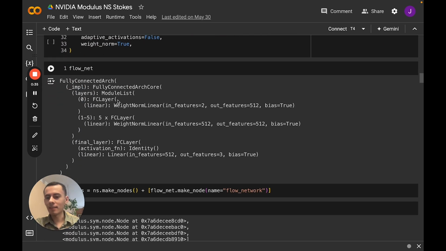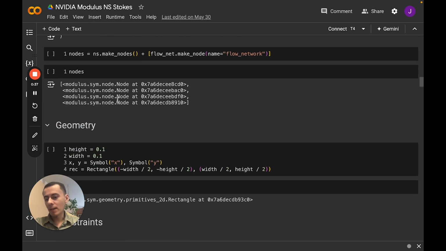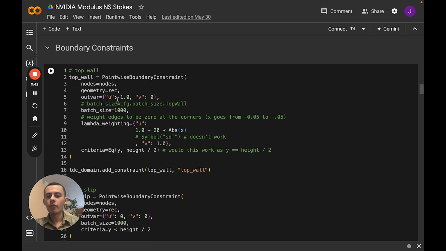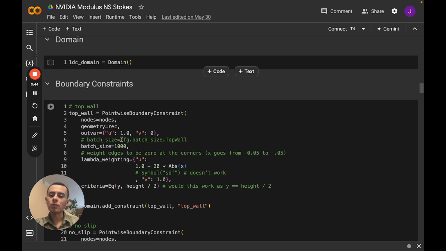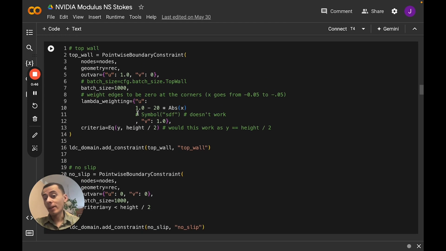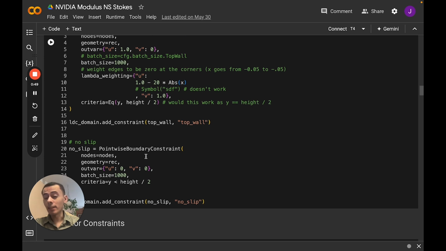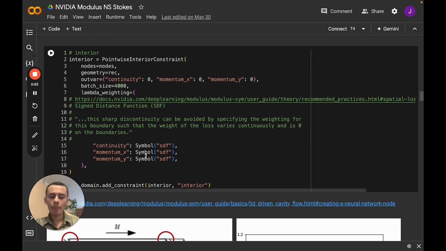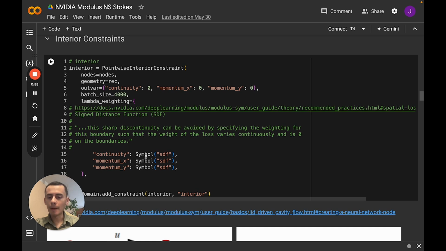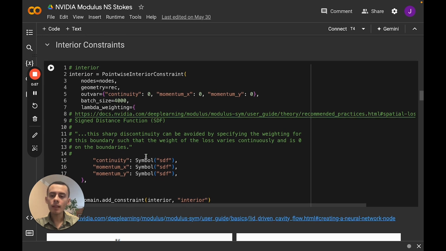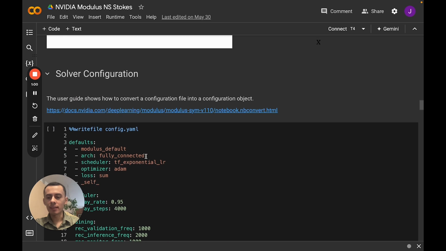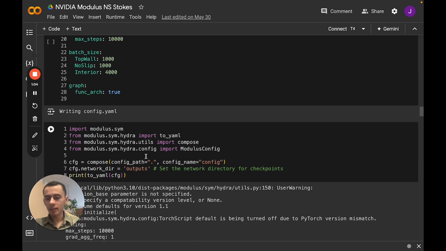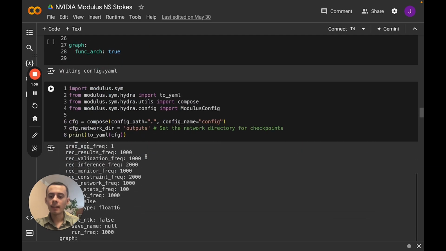On every cell we can see the contents and break it down, and see how the different components of the library work. For example, we can see how to declare the domain, the boundary constraints, and the interior constraints of a partial differential equations problem, a PDE problem. We're going to understand how to set up the solver, the configuration, all of that.